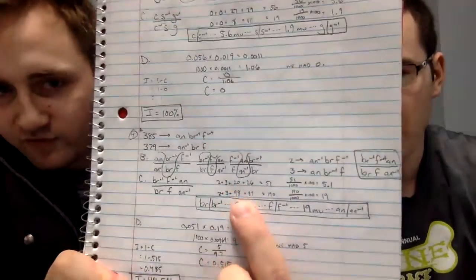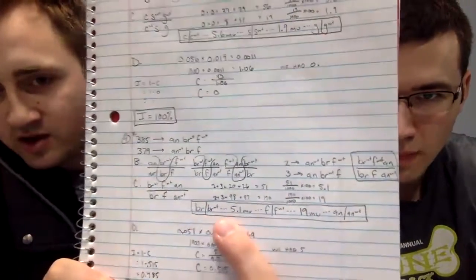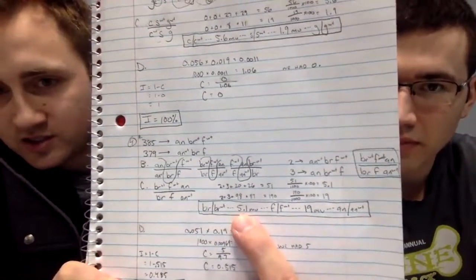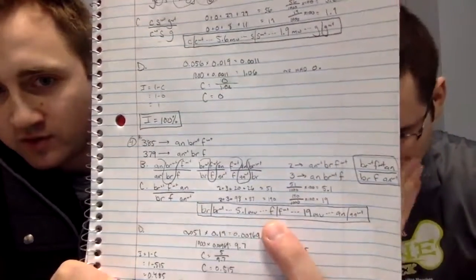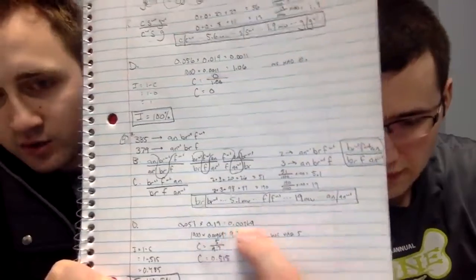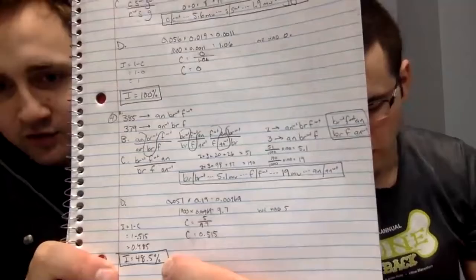And then C, we took all the crossovers, added up their values, divided them by the total number, times it by 100, got these numbers, and then drew our gene map, or our map here that showed a distance of from the BR to the F. That was a distance of 5.1, and a distance from the F to the AN. That was a distance of 19. Plugged all of that into our equations for D, and found out that our interference value was 48.5%, or 48%, somewhere in there, depending how you round.